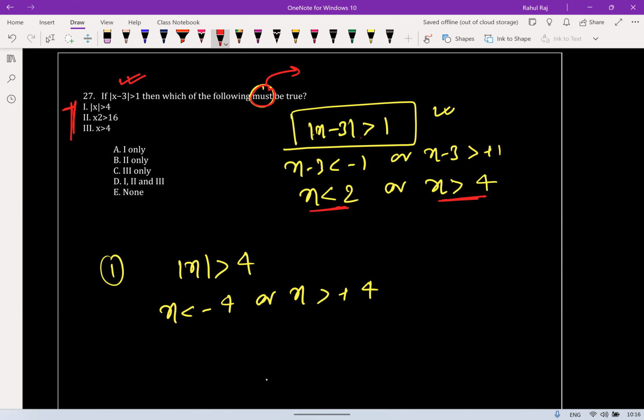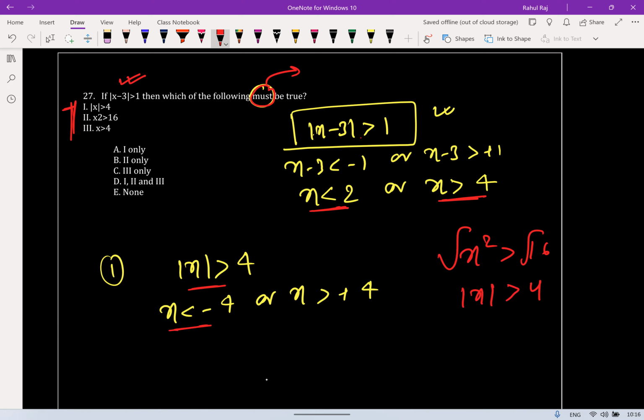None of them are. Yeah, none of them. Because technically mod x greater than 4 and x square greater than 16 should technically have been greater than or equal to for these to work, no?